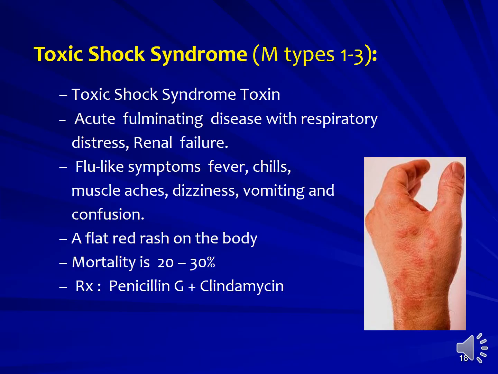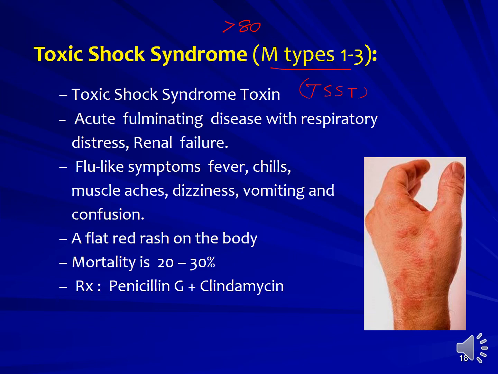This is mainly produced by the M types 1, 2, 3. I have already mentioned there are more than 80 M serotypes present; that comes under Griffith typing, right? So M serotypes 1, 2, 3 mainly produce toxic shock syndrome toxin.